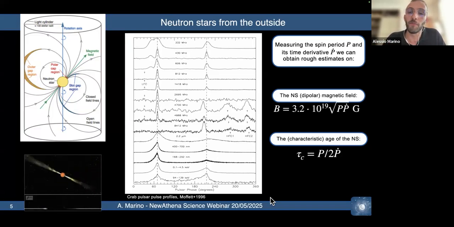the magnetic field, first of all, because we know that the magnetic field from these neutron stars is probably more complex than just a dipole. So considering it a dipole is really just an approximation.